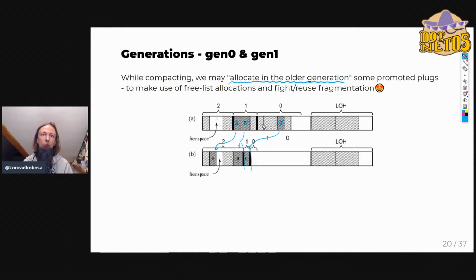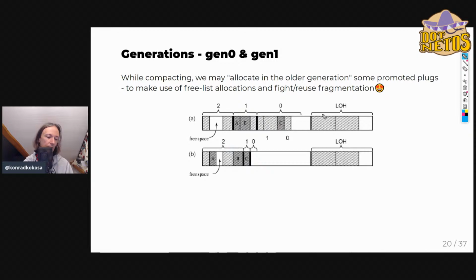And Gen 1, for example, also maintains a free list of space, because when we are doing only Gen 0, and it is a compacting GC, we would like to find free space for objects that are promoted from Gen 0 to Gen 1. So then this allocator will be useful, and we will be able to find a gap in Gen 1 for an object promoted from Gen 0. And this is a super nice way of fighting, or maybe a better word, reusing fragmentation in older generations.